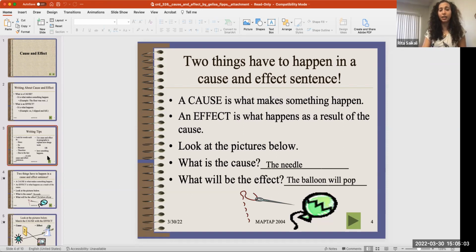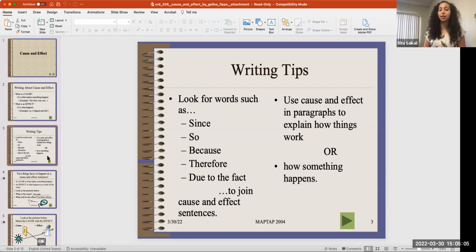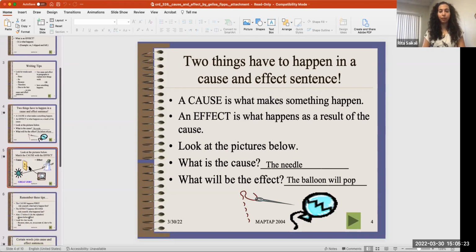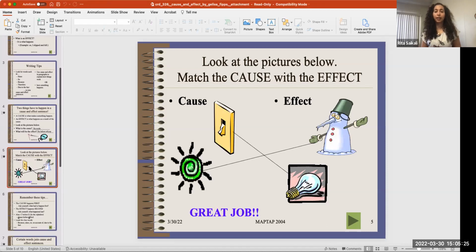And again, even in our description, we're saying words like these, right? As a result of, or due to the fact, or due to the needle, then the balloon will pop. Because of the needle, the balloon will pop, okay? Cool? Awesome. All right, so let's take a look at the picture and match the cause and the results.